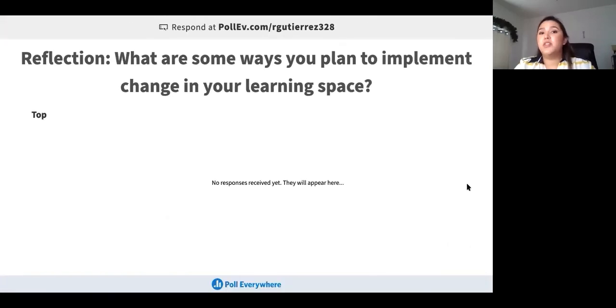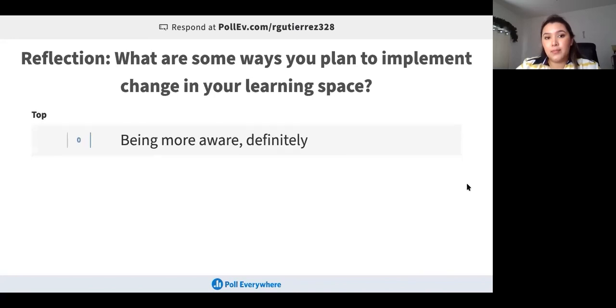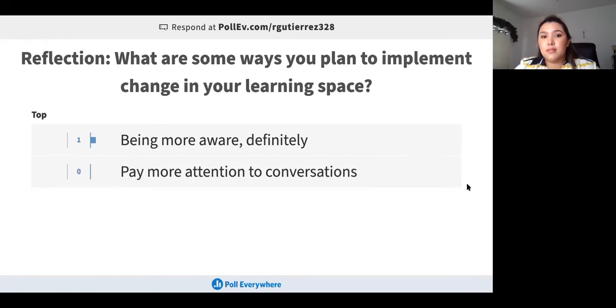Okay, and so what are some ways you plan to implement change in your learning spaces after being in this workshop and having these conversations with us? Yeah, being more aware. Pay more attention to conversations, yeah, and the impact that they're having on students.